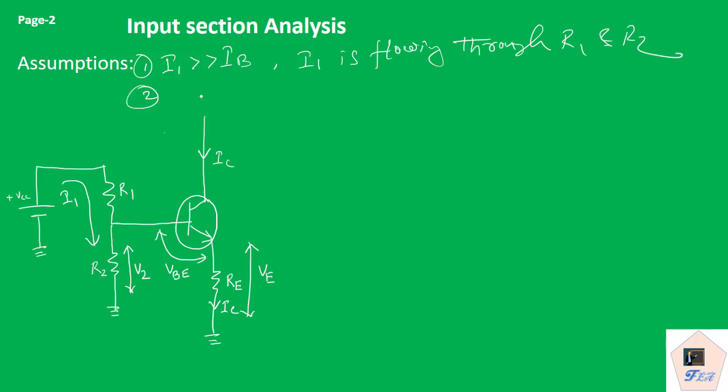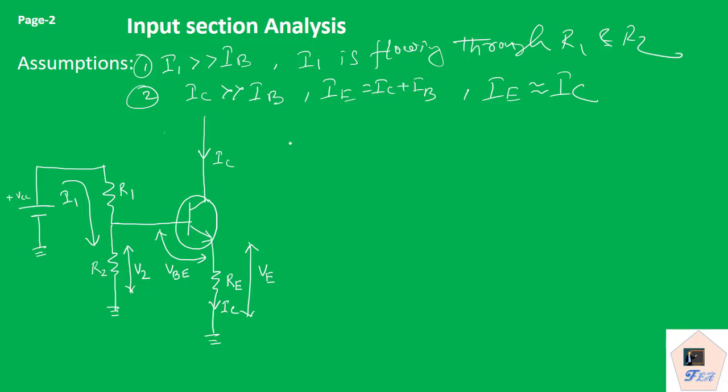The second assumption says that IC is much greater than IB. Hence, instead of IE equal to IC plus IB, we are considering IE the same as IC. So these two are the initial assumptions. On the basis of this, the entire analysis will be done. Now if we have a look here, I1 is flowing through both R1 and R2.